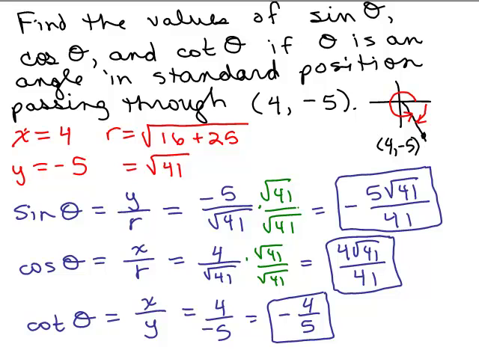I didn't ask for the other trigonometric functions, but you could figure that out yourself. The tangent would just be the reciprocal, which would be -5/4. And the cosecant would be the square root of 41 over -5. You wouldn't have had to rationalize the denominator. And the reciprocal of cosine, that's the secant, would have been square root of 41 over 4. So if you have one of these, you should be able to get the rest of them.